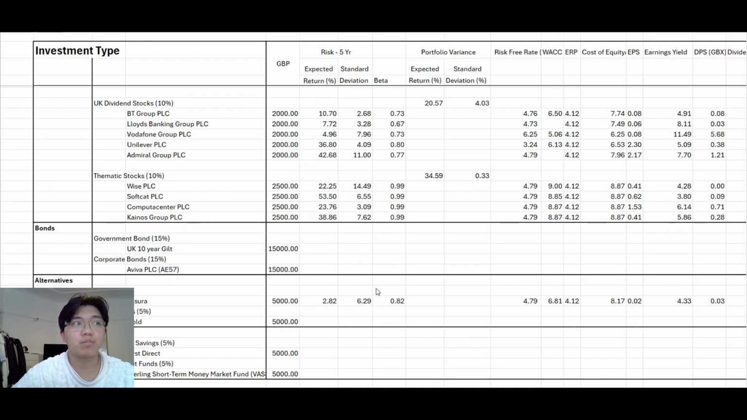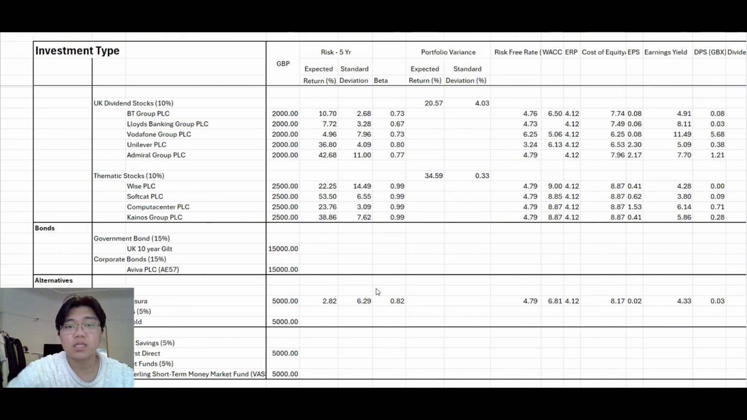One more benefit of purchasing dividend stocks is that dividend-paying stocks tend to be less volatile than non-dividend stocks and provide returns even in bearish market conditions. Companies like Unilever and Admiral Group also demonstrate strong market positions and robust business models, enhancing portfolio stability. Now let us move on to thematic stocks, which have also been allocated 10%, where I've chosen four companies related to technology.